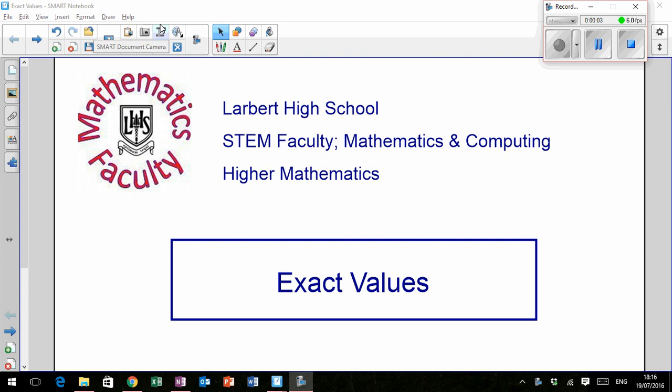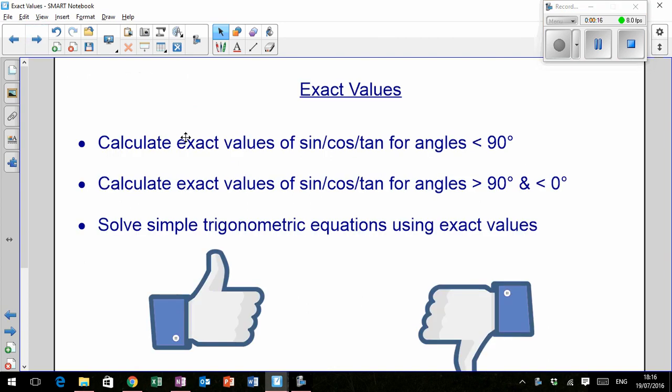Hiya, welcome to the exact values video for the trigonometry topic in higher mathematics. There will be some aspects that may be revision here, but I'd imagine a lot of you haven't seen this before. So we're looking at calculating exact values for sine, cos and tan of angles, firstly for under 90 degrees and then for every other angle as well, and then using those exact values to solve simple trigonometric equations.